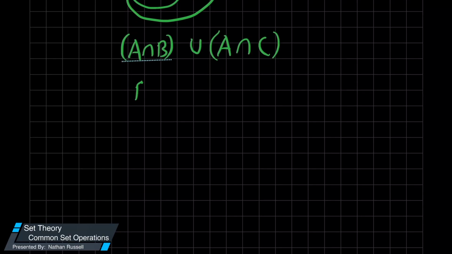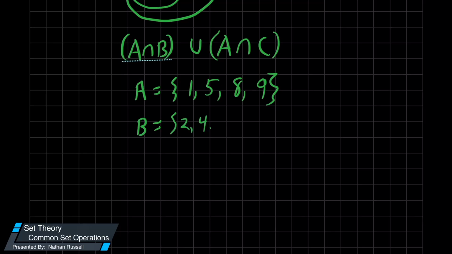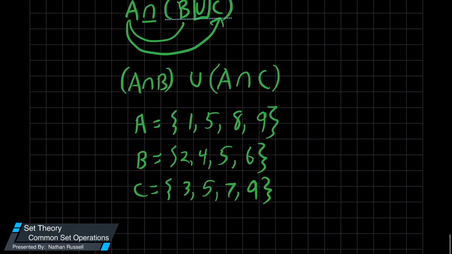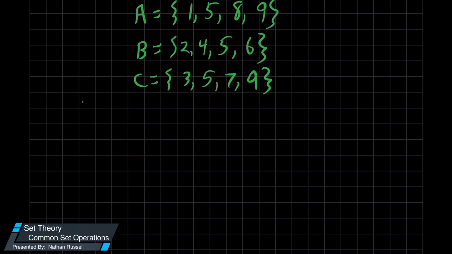So let's suppose that A is equal to 1, 5, 8, and 9. Let's suppose B is equal to 2, 4, 5, and 6. And let's suppose C is the set containing the numbers 3, 5, 7, and 9. So first, what are we calculating? A intersect (B union C).